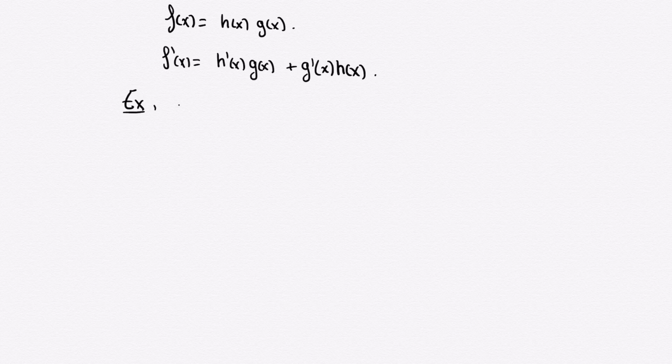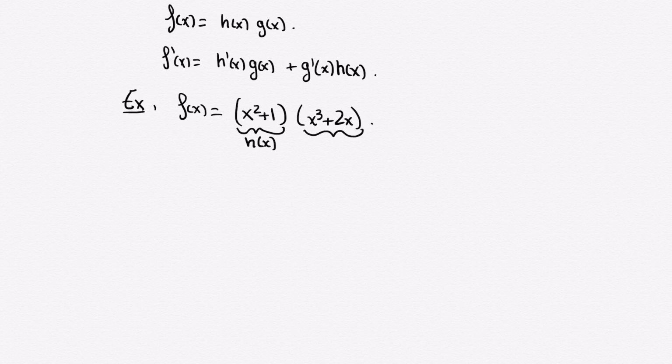So this is an example. Let's say f of x equals x squared plus 1 times x cubed plus 2x. So this is h of x and this is g of x. So we know that h prime of x equals 2x and g prime of x equals 3x squared plus 2.